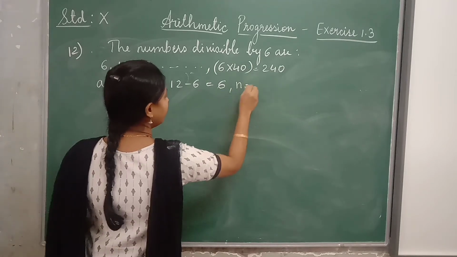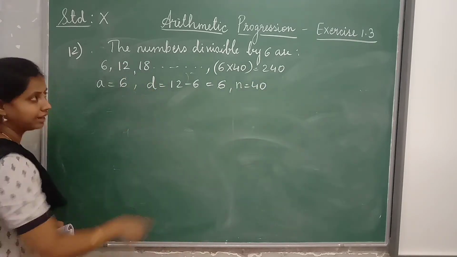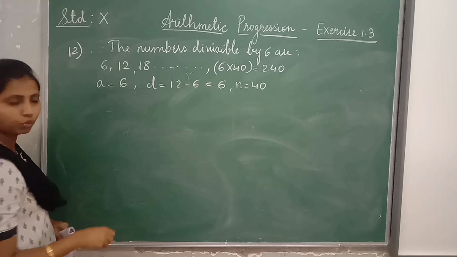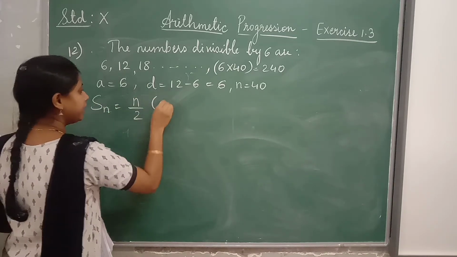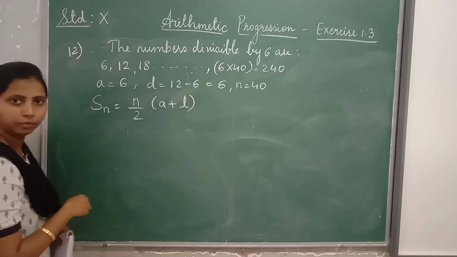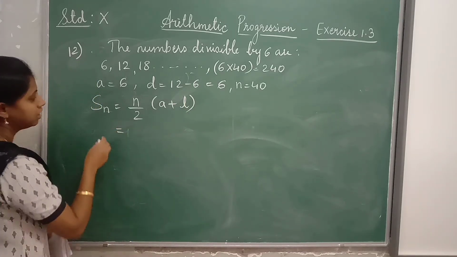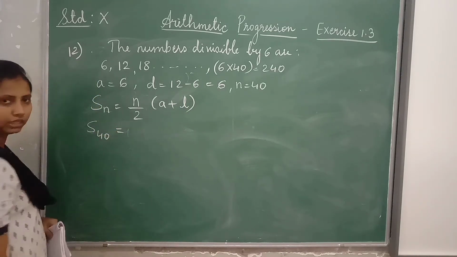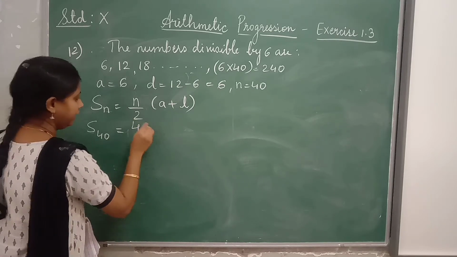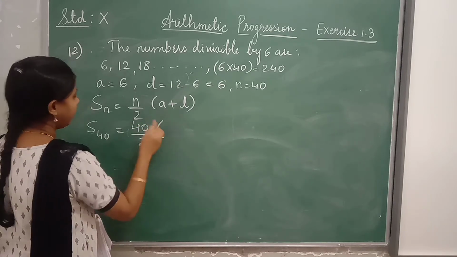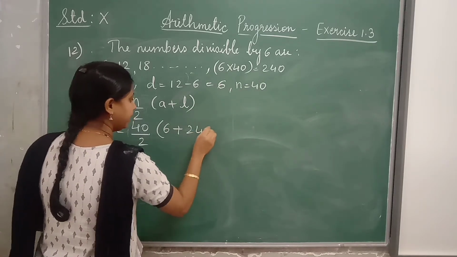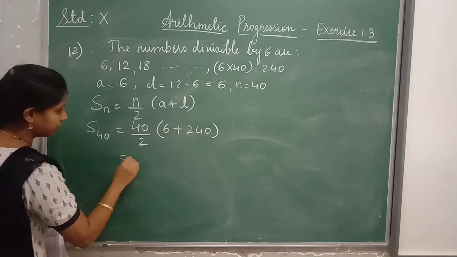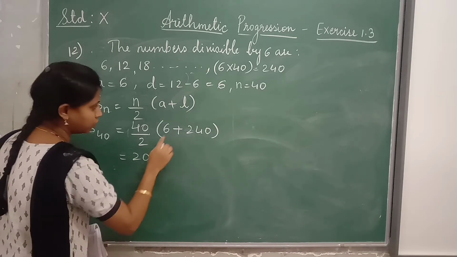N is 40, and the last term is also known. The first term is also known. So directly you can use the formula Sn equals n by 2 into (A plus L). So the sum of 40 positive integers divisible by 6 will be 40 divided by 2 into (A, 6, plus L, the last term, 240). So it is nothing but 20 into (6 plus 240).